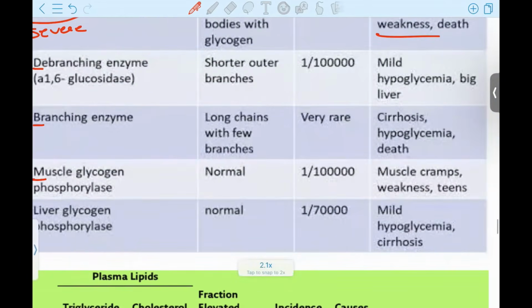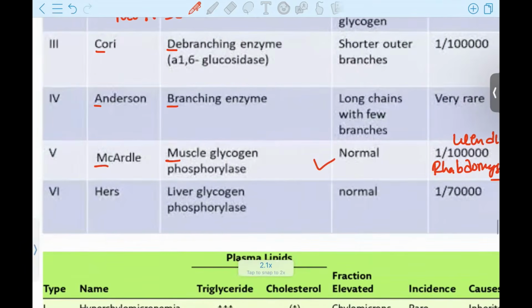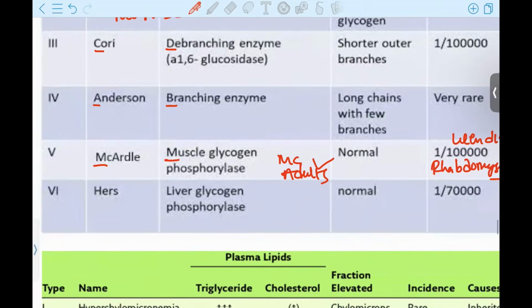In this patient, muscle cramps in teenage people, and also rhabdomyolysis and urine discoloration, all this will be associated with McArdle's disease, most common in adult patients. And H for Hers disease, that is associated with liver glycogen phosphorylase. This is what your glycogen storage disorders are.